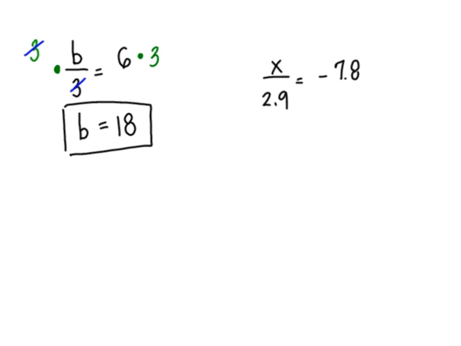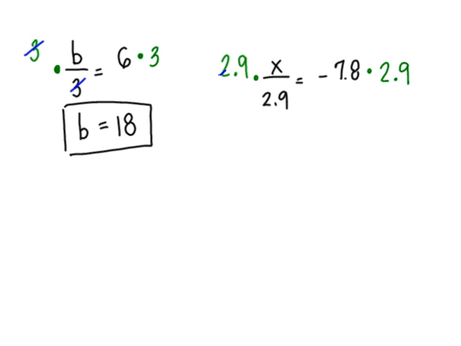My next problem has decimals. x divided by 2.9 equals negative 7.8. To get the x by itself, I have to undo division, and the opposite of division is to multiply. So I'm going to multiply on the left by 2.9, which means I have to also multiply on the right by 2.9.